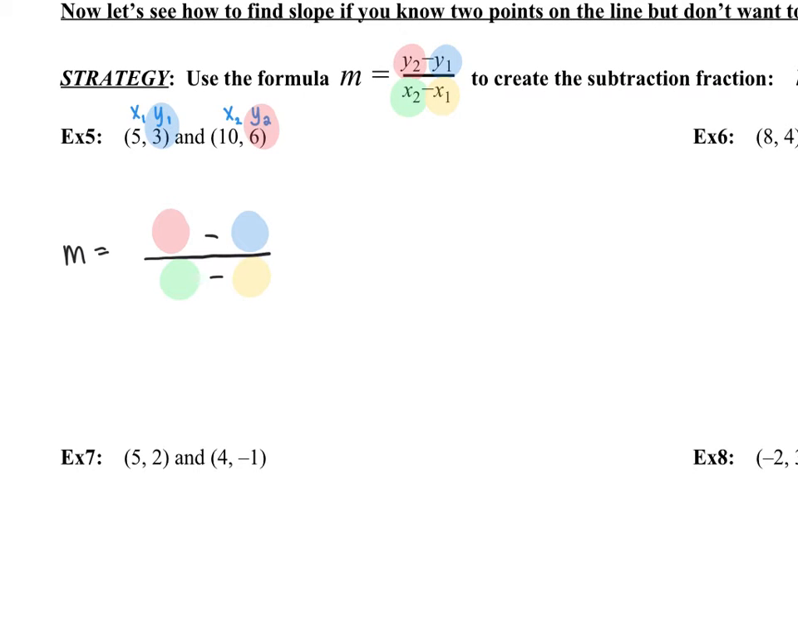I've got x2 highlighted in green, and here's x2, and I've got x1 highlighted in yellow, and here's x1. So now what I can do is I can just match everything up and enter my information.